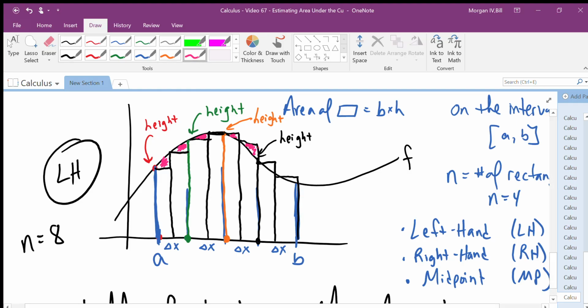Still an overestimation, but less than before. We are more accurate here. We have less pink space here than we had before. But notice what happens to our delta x's. Okay, it's still delta x's.